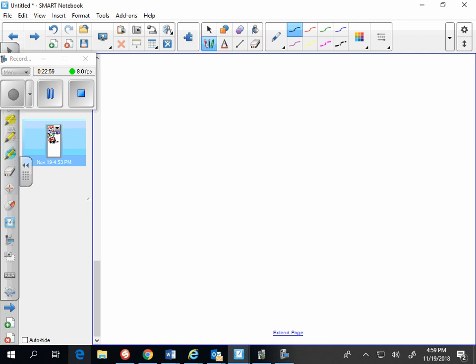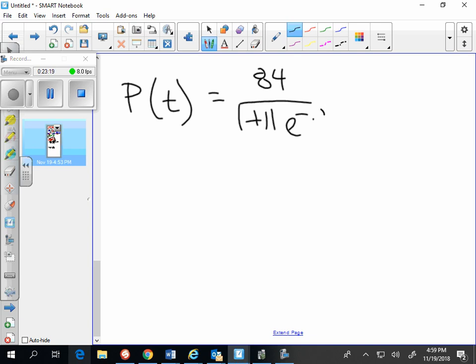Okay, number 3. Population of cats in my gnome garden is growing according to this logistic model. So population of cats as a function of time is 84 over 1 plus 11 e to the negative 0.07t. So there's my cat population model. Okay, so what do we know about cats? Well, what's the carrying capacity of my garden for cats? What's the maximum number of cats my garden can contain?